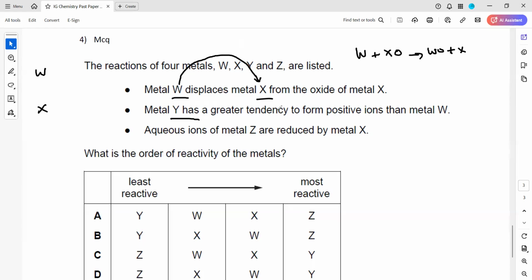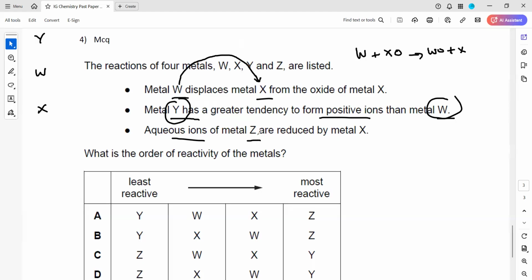The metal Y has a greater tendency to form a positive ion than W. If it has a greater tendency to form a positive ion, that also gives an idea about the reactivity. Those metals which are high in reactivity have a greater tendency to lose electrons. So from this information, which is more reactive, Y or W? Y is more reactive, so Y should be above W.